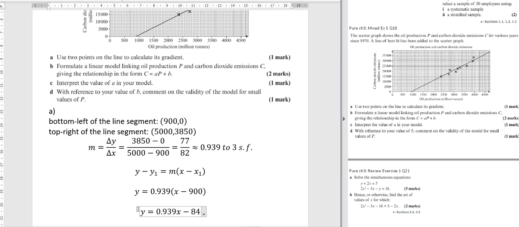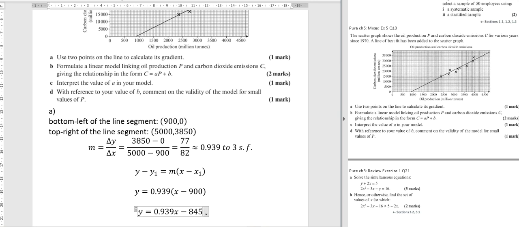And I'm going to give that one to 3 significant figures as well. It comes out to 845.1 if you use 0.939. If you use 77 over 82, then it comes out as 845.12 something. I'm going to round it to 3 sig figs to make it consistent with the rest.